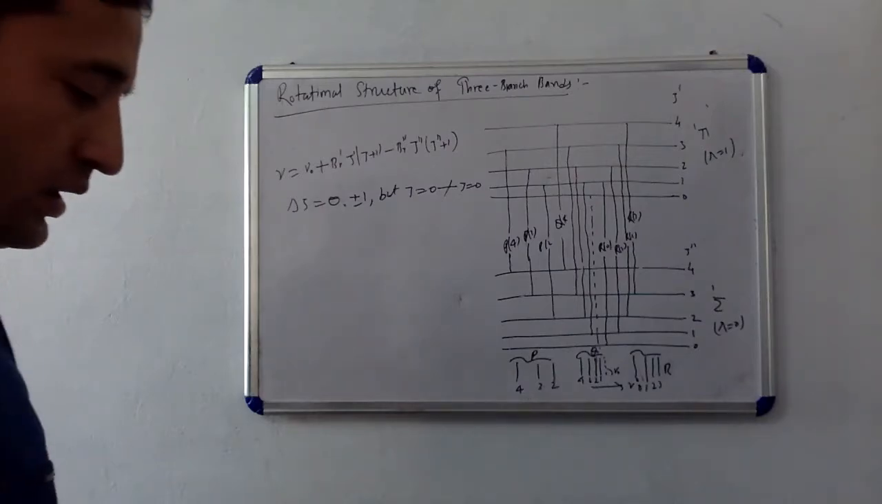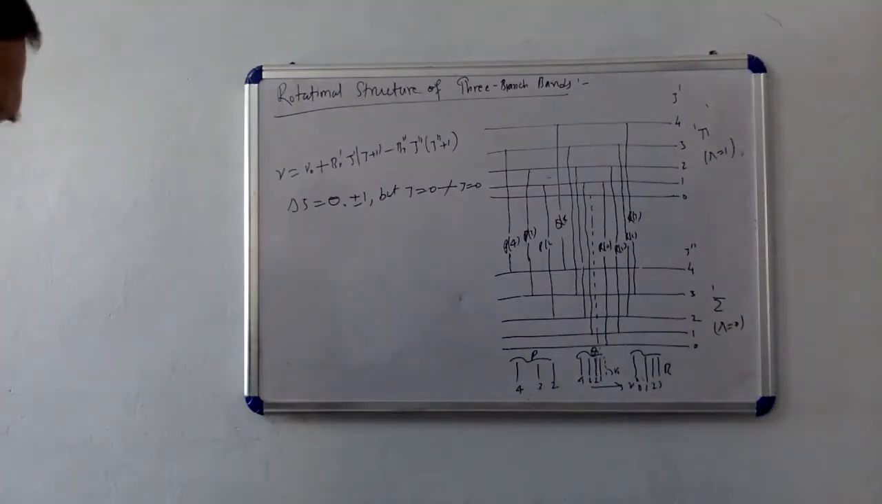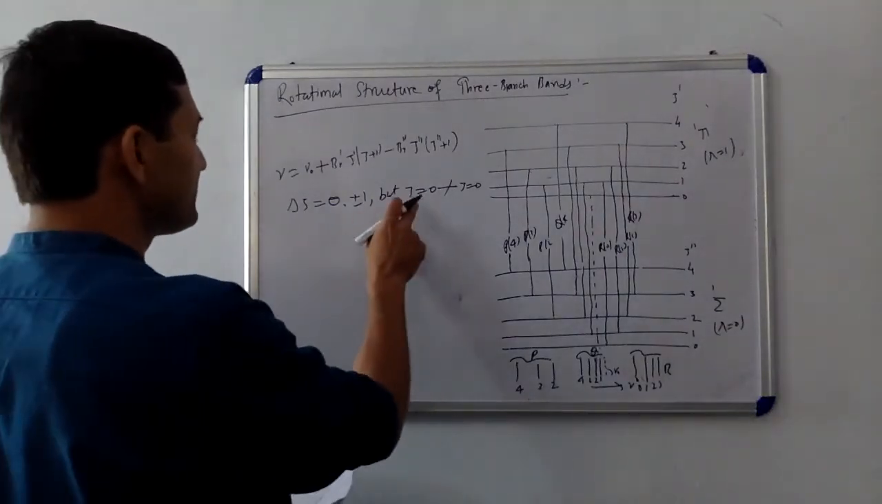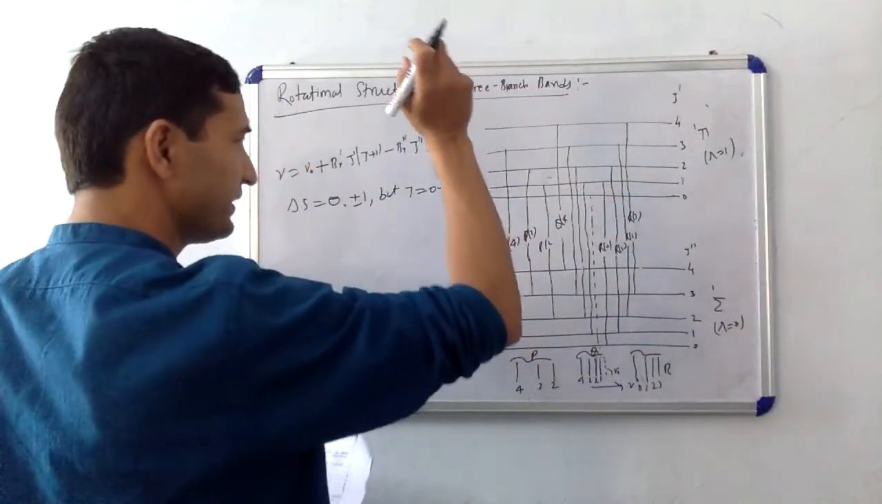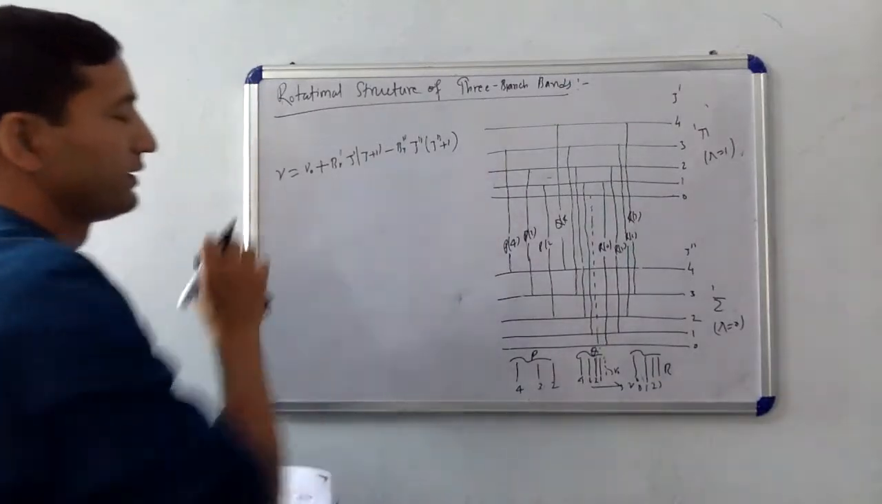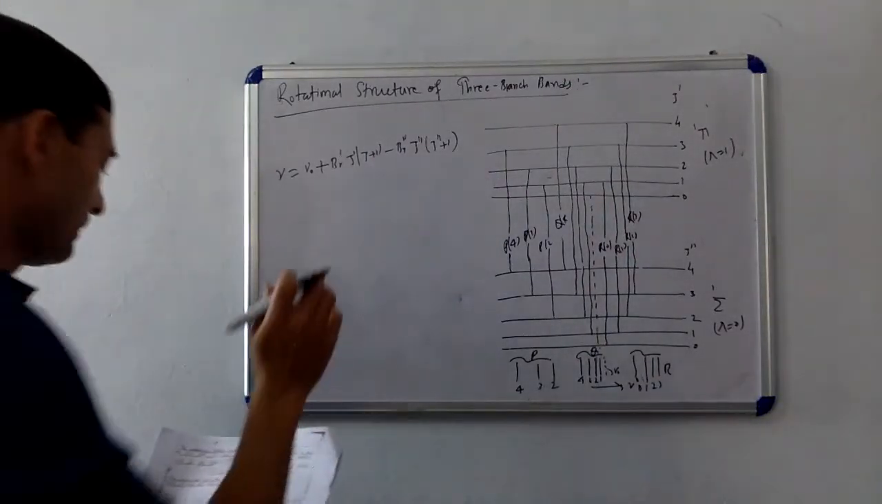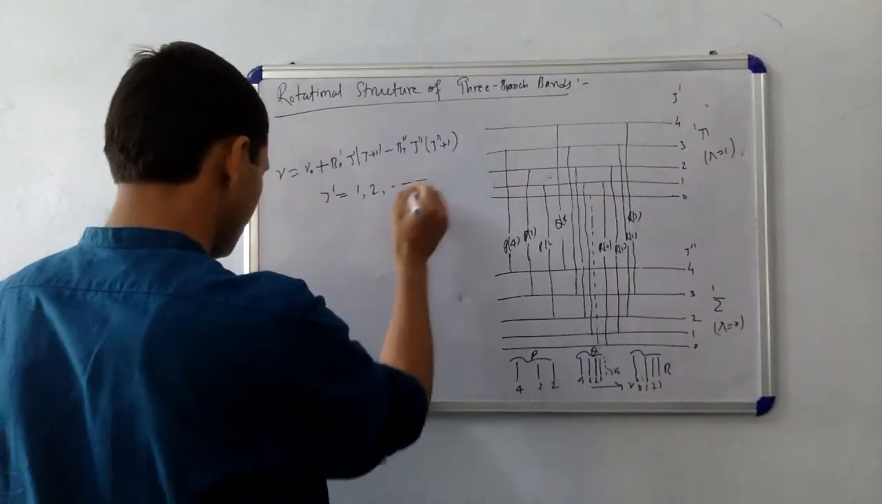So the rotational level corresponding to this: the upper level j is equal to 0, and this j is equal to 1 is missing. In that case, what I am representing now for the P branch, this j prime is equal to 1, 2, 3 and so on.